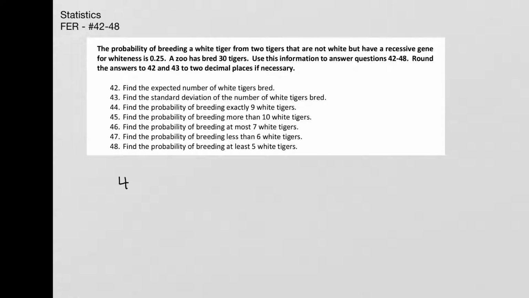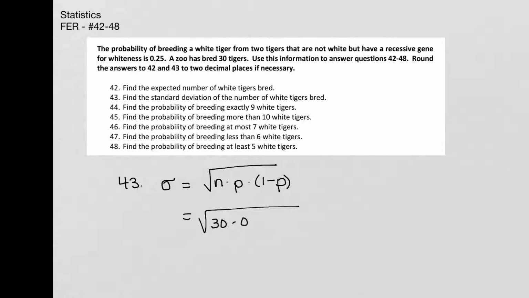Now in question 43, again, I'm going to use a formula. Now we're using the formula for standard deviation, and that formula is n times p times 1 minus p, and then we take the square root of that result. So this is 30 times 0.25 times 1 minus 0.25. And when I put this into the calculator, I get 2.3717.